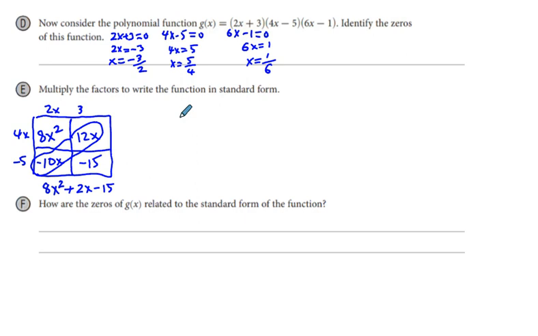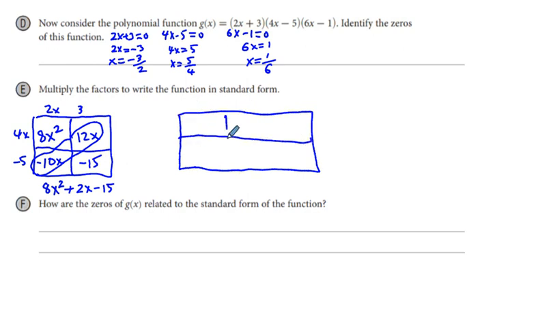Okay, now I'm going to set up this box here with the 3 by 2, because now we have a quadratic trinomial times a binomial. So here we go. Up on top, I'm going to write 8x squared plus 2x minus 15. And then on the left side, we're going to write the remaining factor, which is 6x minus 1.